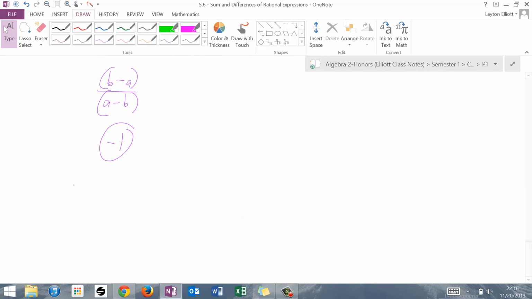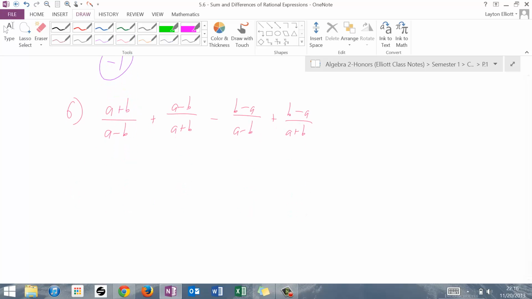Okay, last problem. We're going to do a plus b over a minus b, plus a minus b over a plus b, minus b minus a over a minus b, plus b minus a over a plus b. Before I worry about an LCD, let's see if we can start adding some terms here, not like terms, terms with the same denominator.